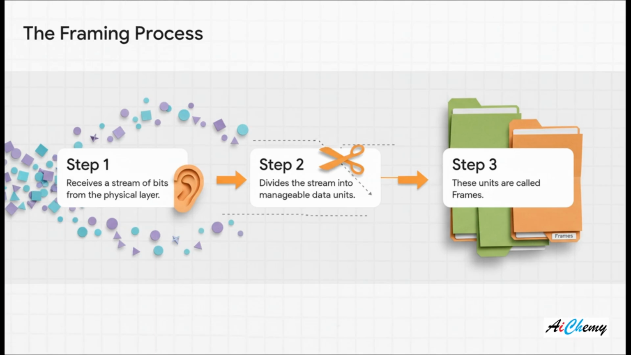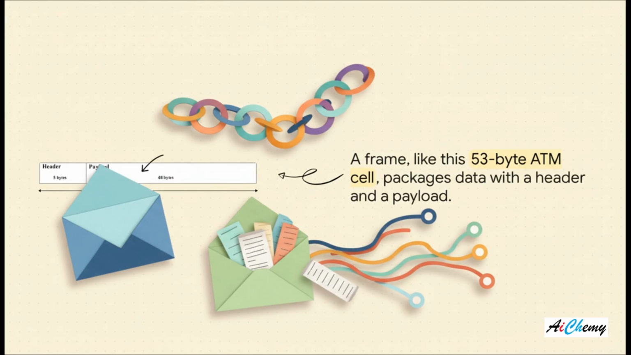And these chunks are new folders for data. They have a special name. We call them frames. And here's a great, concrete example of what one of those looks like. This is a 53-byte ATM cell. See? It's not just random data anymore. It's got a structure. You can see there's a 5-byte header. That's kind of like the label on our folder. And then there's a 48-byte payload, which is the actual data tucked inside. This structure is absolutely everything.